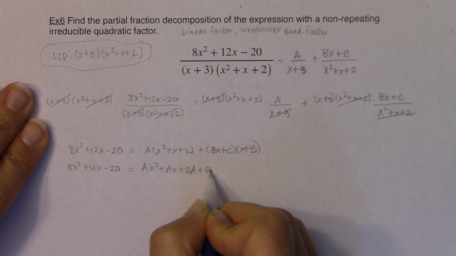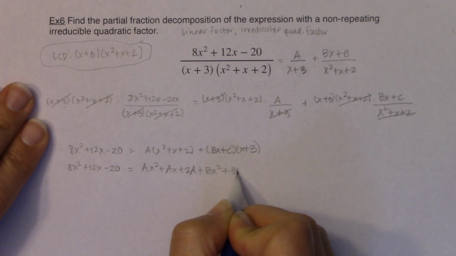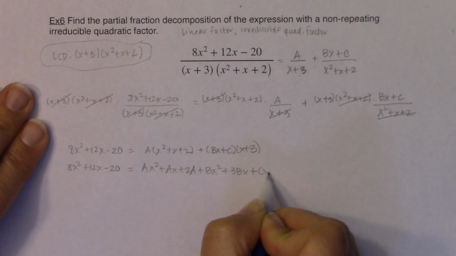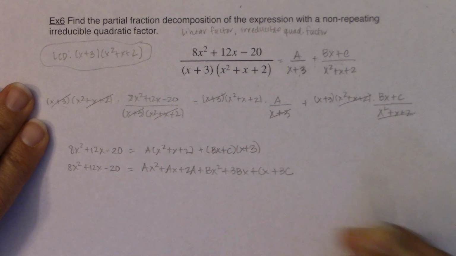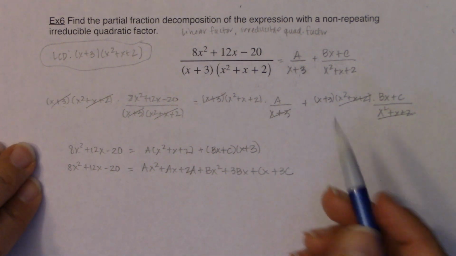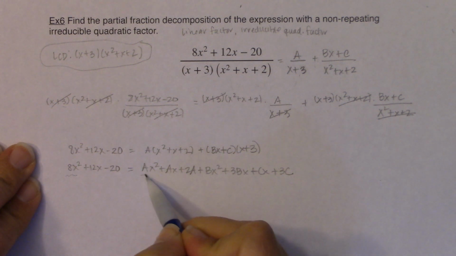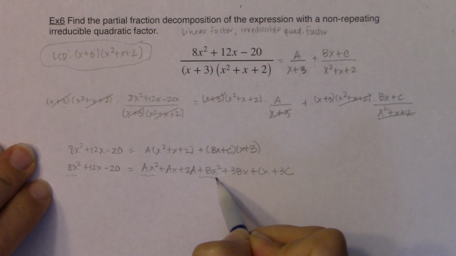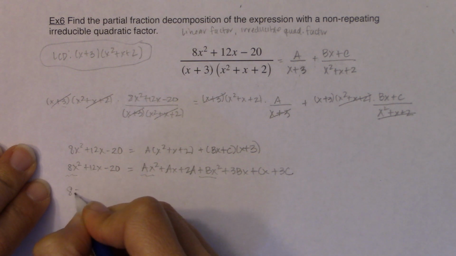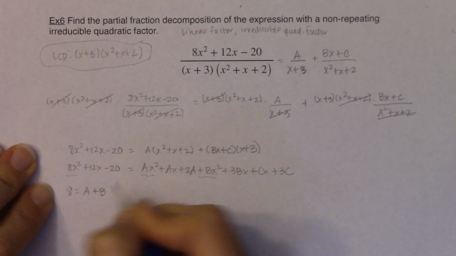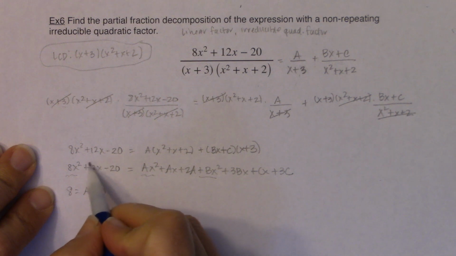Okay, so first, outer, inner, last. And then I'm going to start to line up terms. So I've got x squared, x squared, x squared. So I'm looking at 8 equaling a plus b. Okay? Let me do linear.